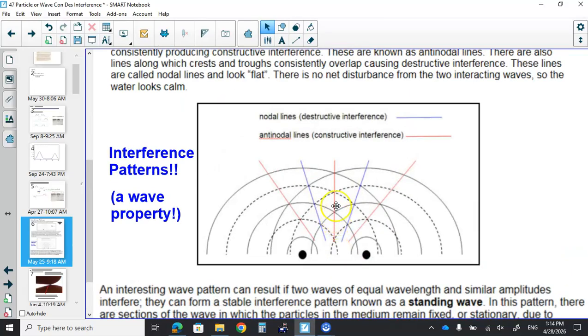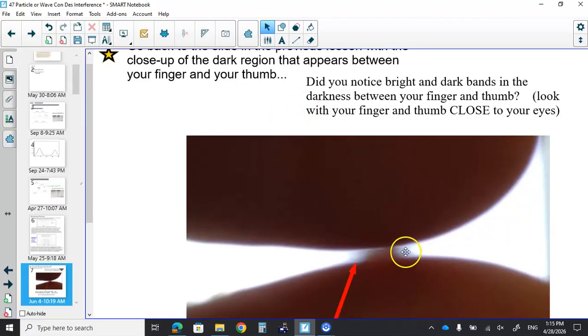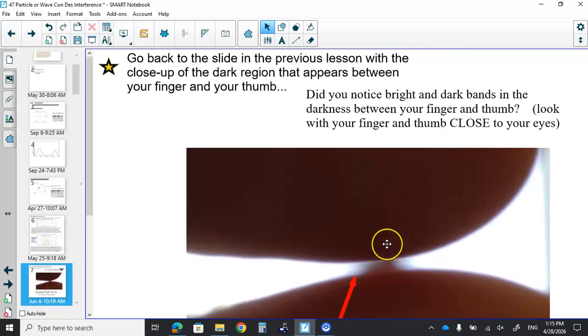Something you learn about in grade 11 in the waves unit. You can even hear it in sound waves. I certainly do that with my grade 11 class. And then we go back to what we saw a couple lessons ago, about the little bands you see here, light and dark bands. That's an interference pattern, right?